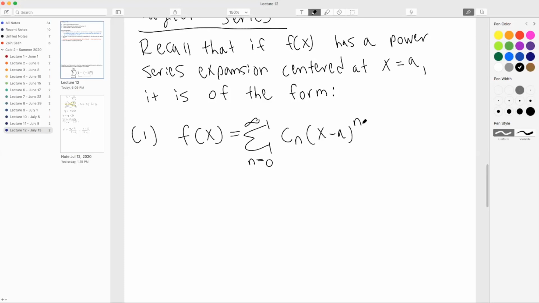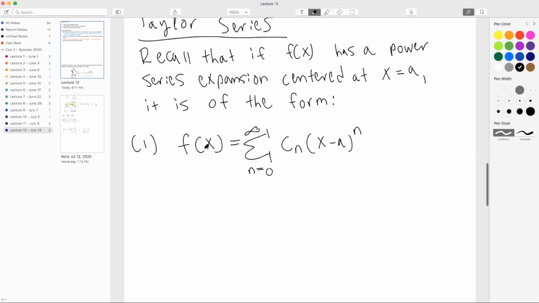All right, so this was from last class. This is just a power series centered at x equals a, and we're going to call it f of x. I hope that is familiar from last Wednesday. What's cool about this is that we can get an explicit formula for these coefficients c sub n.